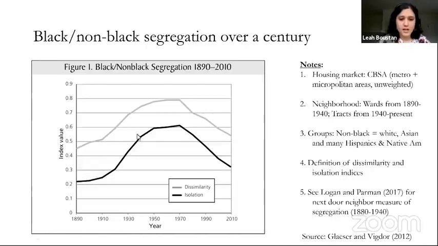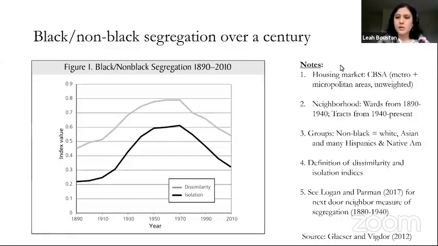The lower line here is the isolation index, and that's telling us the share of the average Black resident's neighborhood that is Black. And that share is over 30%. This is going to be a weighted average of some Black households that are living in neighborhoods that are 95% white, and some Black households that are living in neighborhoods that are 80 or 90% Black. But on average, the typical Black resident is living in a neighborhood that is 30% Black.